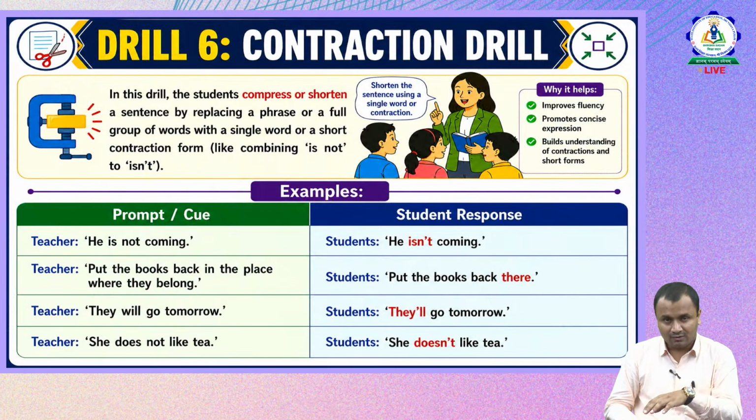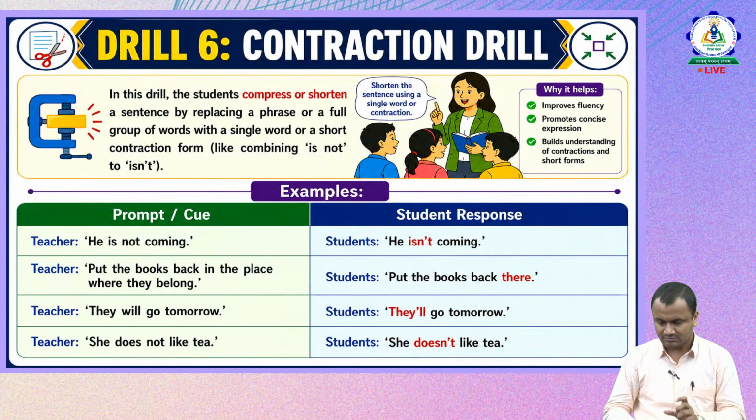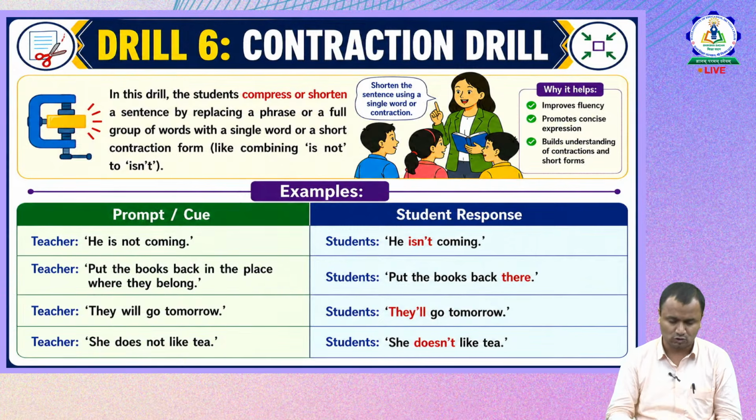Now the reverse of expansion is the contraction drill. What is the contraction drill? We have to use the abbreviation, the shortened version, the contracted forms of the words, contracted forms of the verbs, compressed forms of the words, shortened forms of the words. For example, the teacher says, he is not coming. Now students are required to practice through the contraction drill.